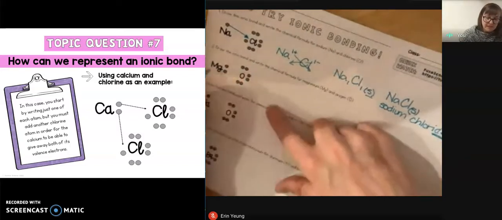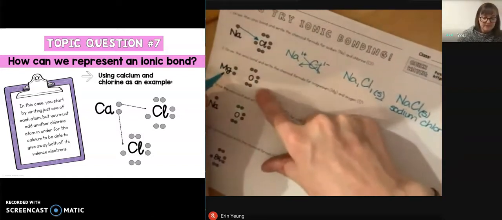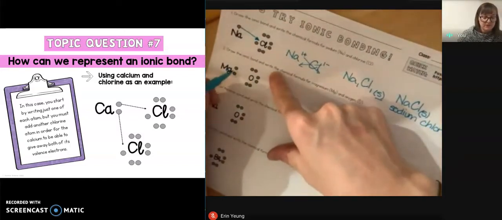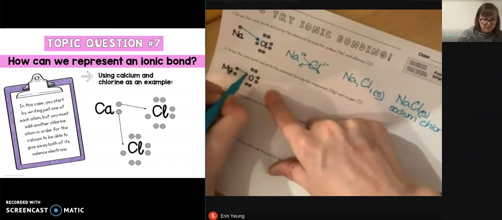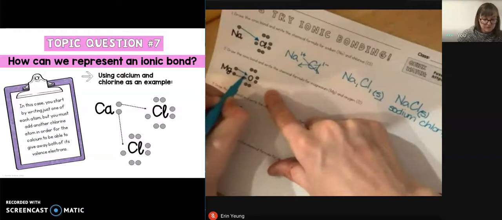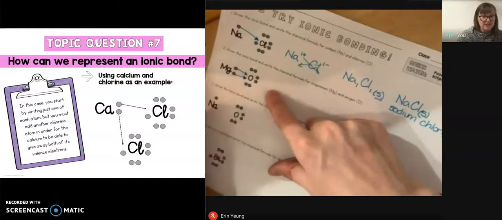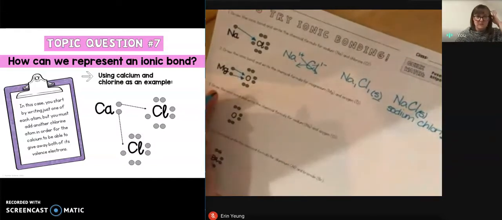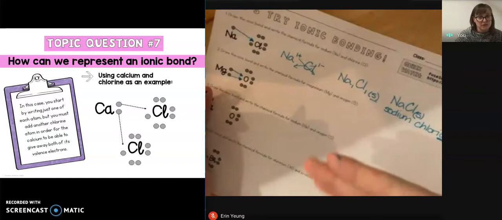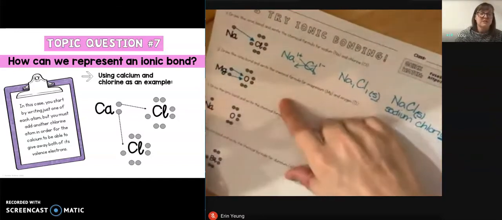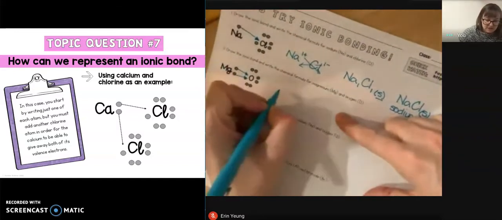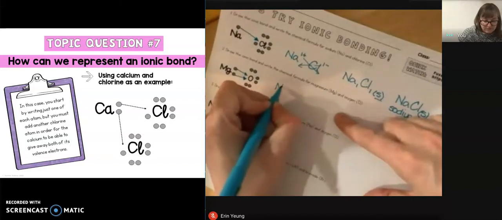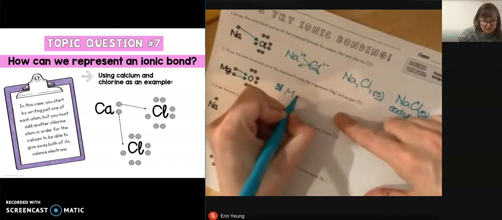So here I've got magnesium. Magnesium's in group 2. It has 2 to give away. Oxygen has 6. It has 2 that it wants to take. So it's going to take 2 from the magnesium. Does that make sense? They don't need any extra ones. We don't need to add any more in there because it's going to take those 2 and it's going to be perfectly happy.